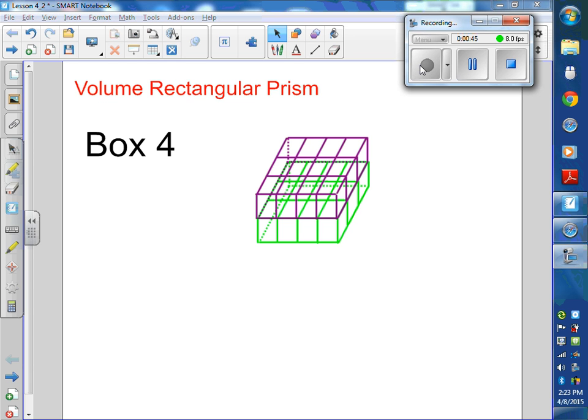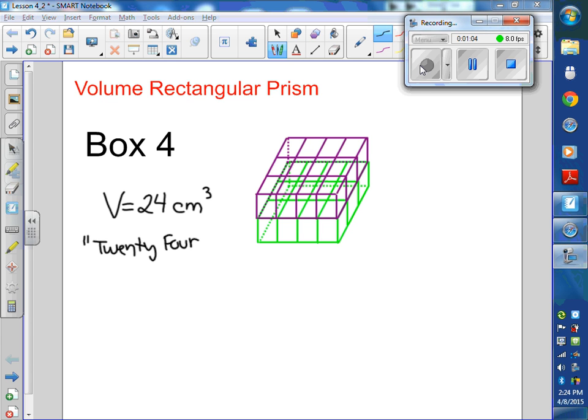Okay, so how many cubes were in the box now, Kate? 24. And so that's the volume of the box. So we would say this box is 24, and those are little centimeters cubed, so we put centimeters with a 3. And the way you read that is 24 cubic centimeters. So the word cubic means volume.